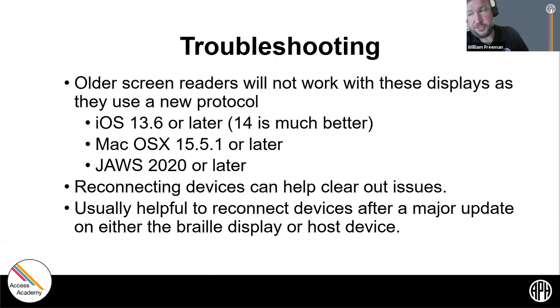If you have any issues, reconnecting devices can help clear out those issues. So for reconnecting, you'll want to forget the pairing on both the host device and the display, and then repair. Before you reconnect, go ahead and turn Bluetooth off and on. So just turn it off and turn it back on the host device, and then turn it off and turn it back on the Braille display. And then that should help clear out any connection issues that you might have.